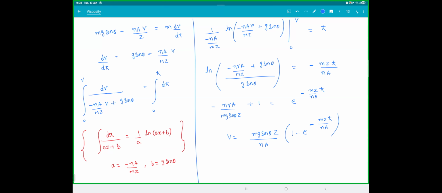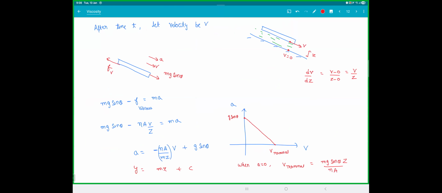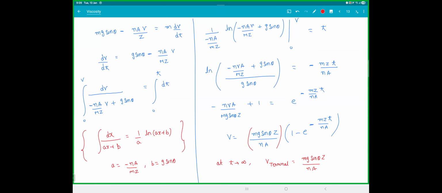Play with this. If you can clearly see here, this term is your v terminal. Eventually at t infinity, you're going to get this velocity. When t tends to infinity, v terminal is mg sin theta z by eta. Same thing. We got it from here also without doing this much calculation. So in an exam, if they just ask you v terminal, you just need to say the viscous force is equal to mg sin theta. There's no need to do this much integration to get v terminal.